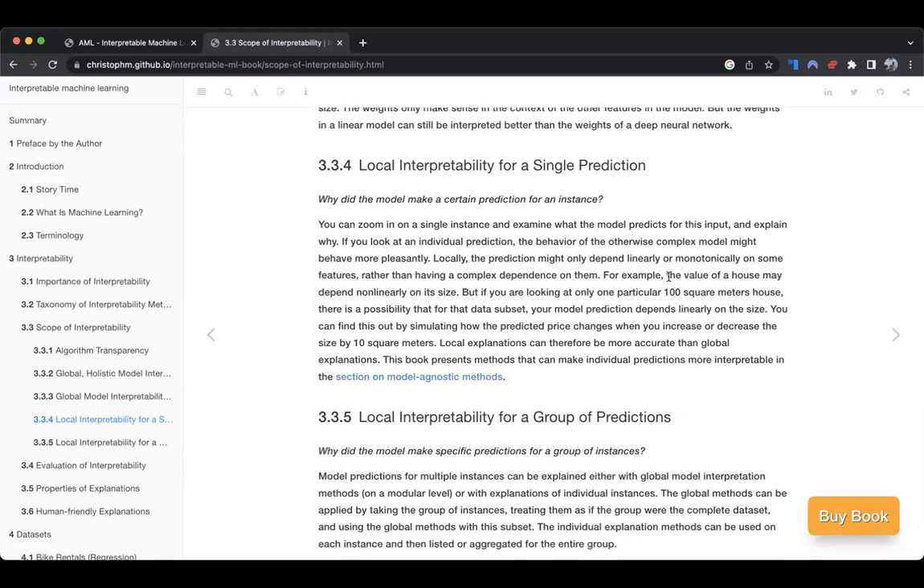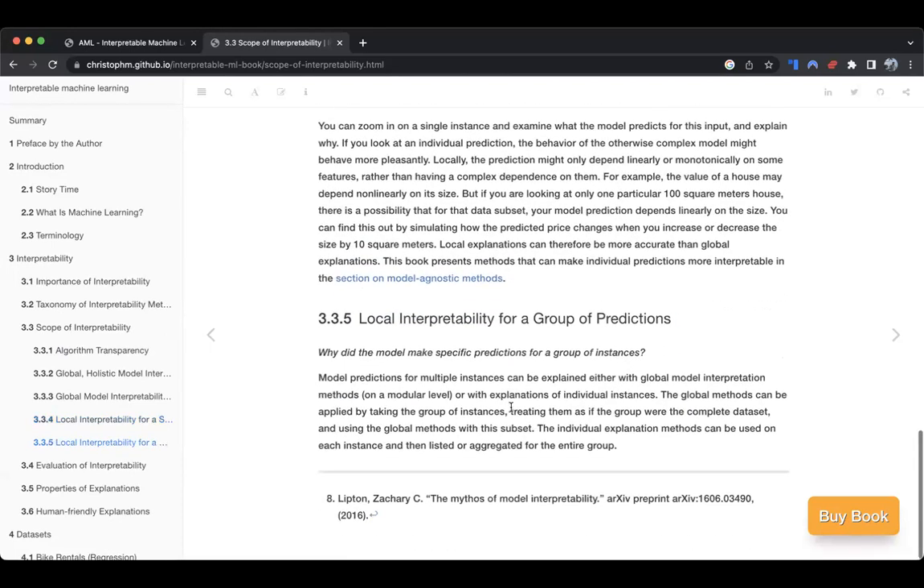So this is pretty important for many reasons. In every single company, you should have it for all the models. And the final one is local interpretability for a group of predictions. And again, this one is extremely important for predicting or detecting biases in the model.